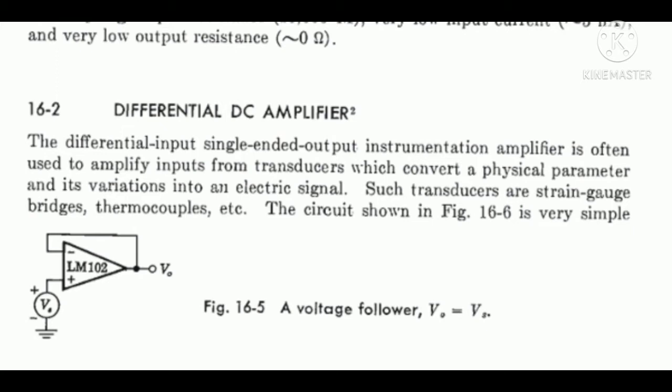We come across several applications in which a transducer converts a physical property into an electrical signal. Some examples of these transducers are strain gauges, thermocouples, etc. So let us discuss how to amplify a difference, that is, a differential DC amplifier using an op-amp.